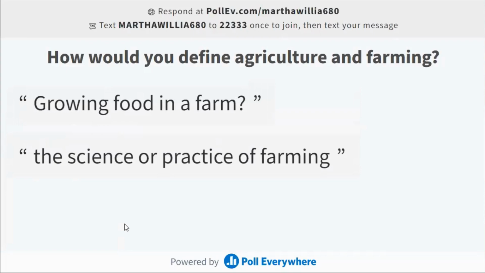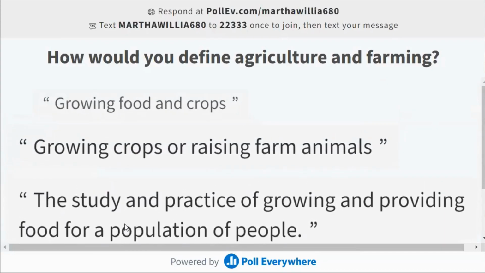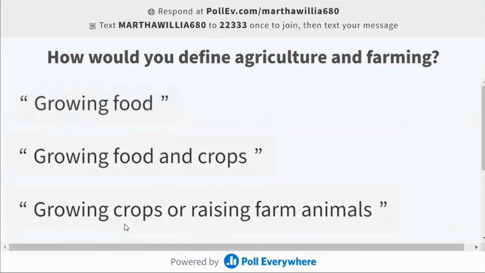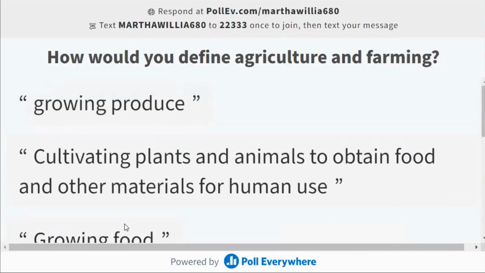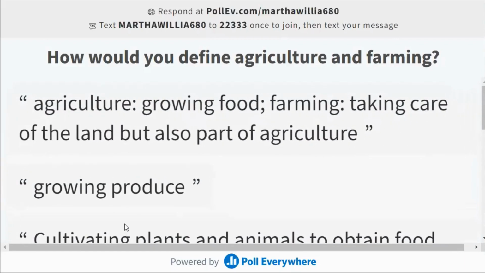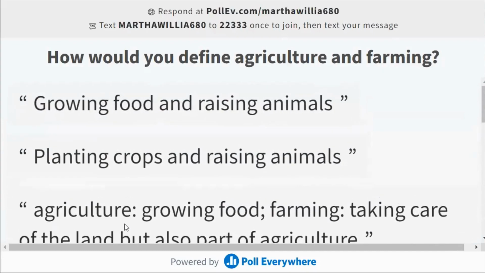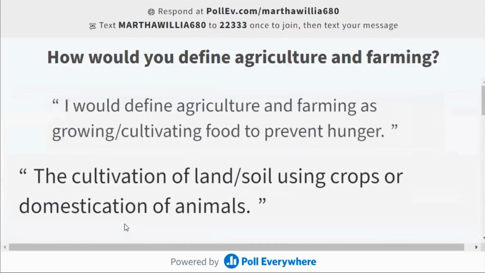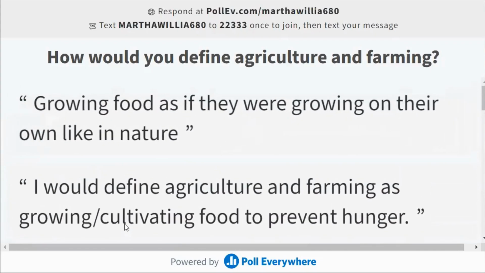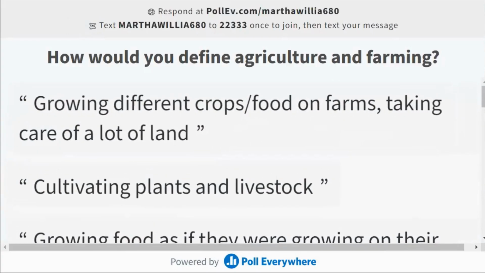That's a good one, growing food on a farm. Yeah, raising animals, definitely one of them. And other material for human use, that's a good one too. Taking care of land. One's a study, one's an act. That's an interesting way of looking at it too. Okay, so these are some pretty good definitions. So I'm just going to move on. You can still add to it if you'd like.